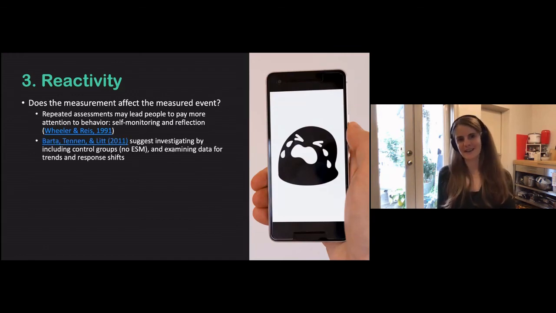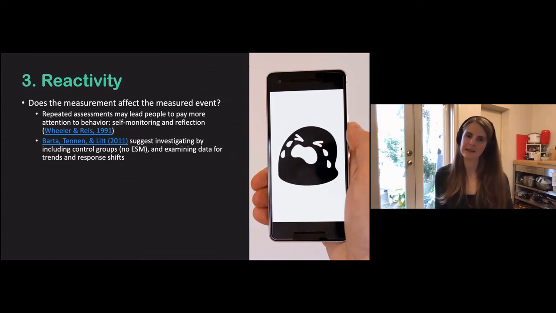So what do we do about this? Well, Barter, Tenen, and Litt suggest that one thing we could do if we're really worried about reactivity, and you must think about your study variables to think about whether this is a huge issue for you, is to include a control group. So to have a group of participants who don't do ESM, but do everything else, and then look at how they differ as a factor of doing ESM or not. That's, of course, a quite expensive and difficult solution.